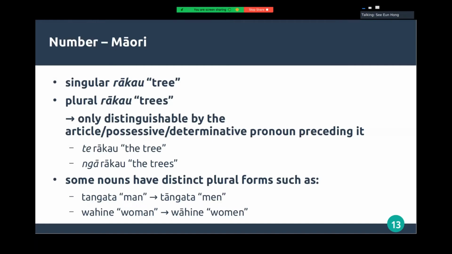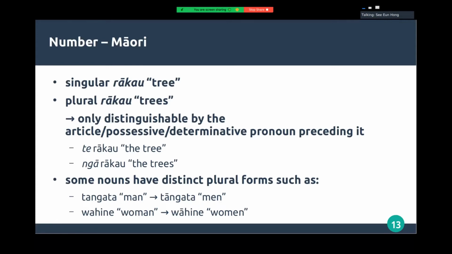So in order to distinguish whether a word is plural or not, you would need the preceding article or the possessive pronoun or the determinative to tell whether it's plural or not. So when you use the definite article, te rākau would mean the tree in singular, whereas ngā rākau would mean the trees in plural. Or if you use the possessive pronoun like my, tōku rākau would mean my tree, but ōku rākau without the t in the beginning would mean my trees.